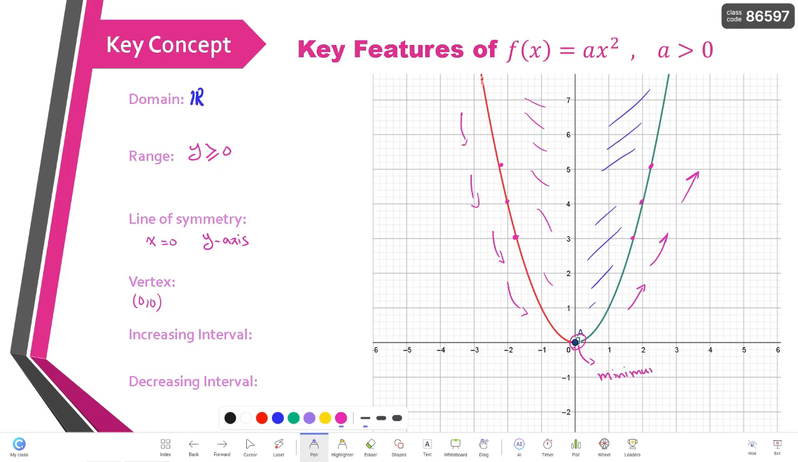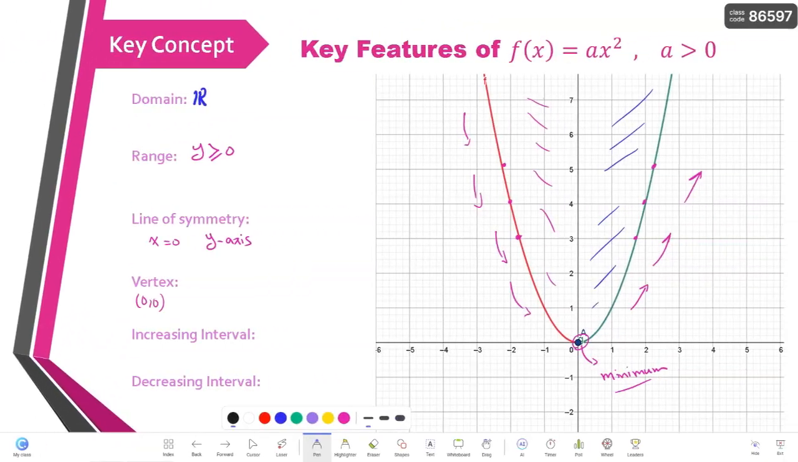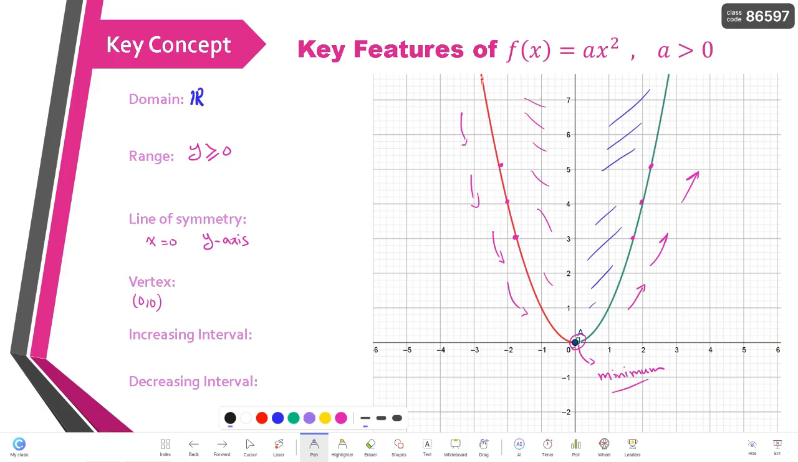So the function has here a minimum value. Okay, so the minimum value of this function would be 0, since the function goes down until it reaches 0 and 0 and then goes up. So what about the increasing and decreasing intervals? As you can see here, the graph goes down, down, down until we reach 0, and then starts going up like this.